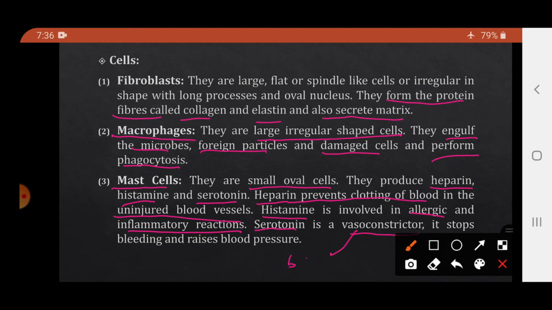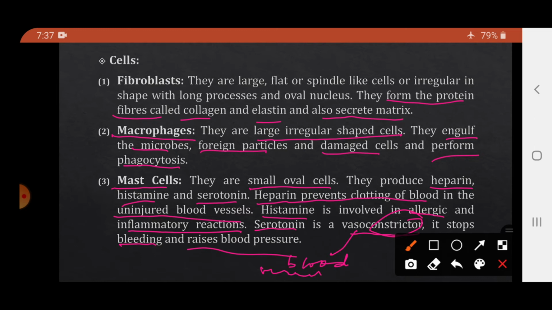वेसो का मीनिंग क्या होता है? ब्लड वेसल. ओके, वेसो इट मीन्स ब्लड वेसल. एंड कंस्ट्रिक्ट करना यानी उसको क्या करना? कंप्रेस करना, कॉन्ट्रैक्ट करना. सो ये ब्लड वेसल को कॉन्ट्रैक्ट करता है जिसकी वजह से ब्लीडिंग बंद हो जाएगा एंड इट रेजेस द ब्लड प्रेशर.